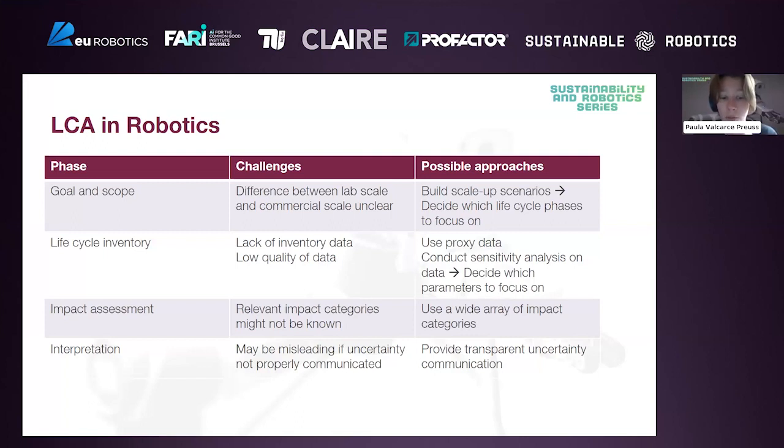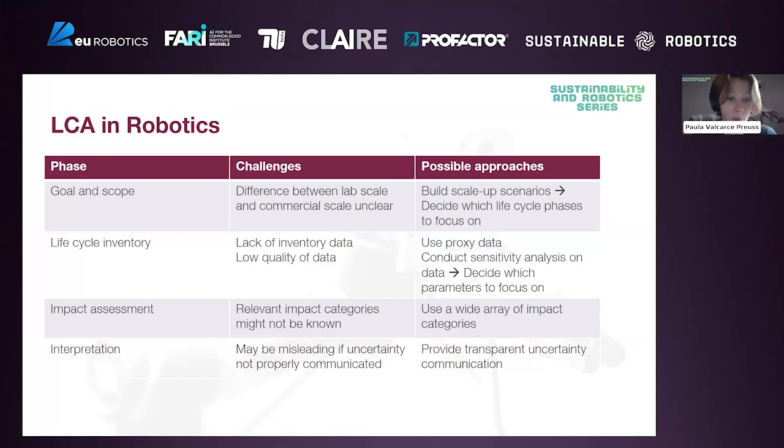So what's useful in this case is to explore a variety of impact categories. So not just look at, for example, greenhouse gases, but say I have a list of impact categories and I'm looking at all of these, and maybe something will stand out to me that I wasn't expecting.